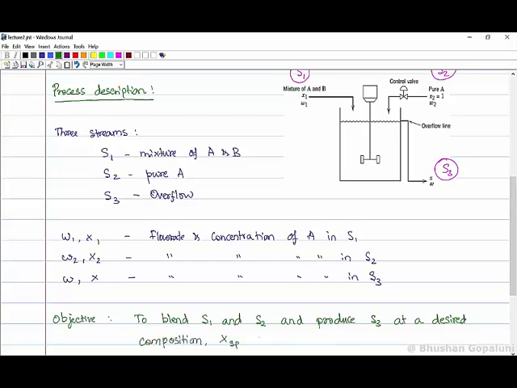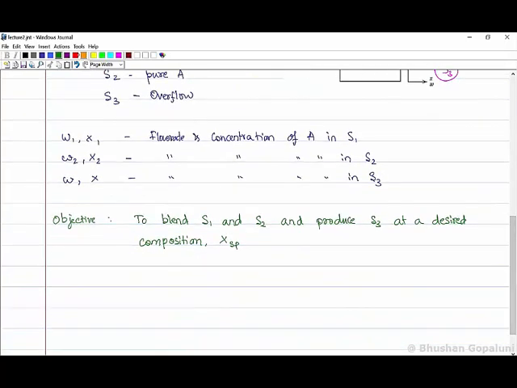Now there are 2 questions that one can ask. One is called the design question. In the design question, we're going to ask how we can design a blending process if we are given the inlet flow rate and the inlet concentration. How do we determine what the flow rate of S2 has to be so that we get a certain desired concentration in the exit stream S3.